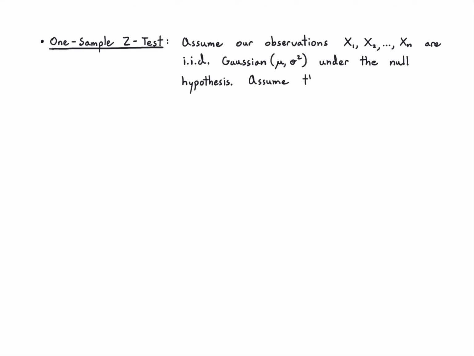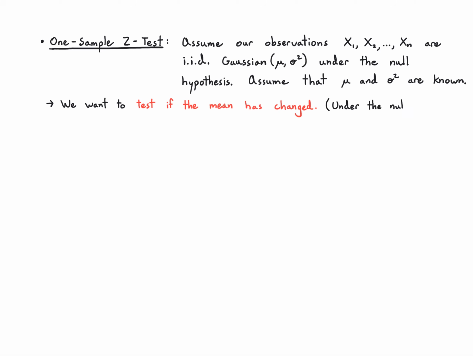And we're going to assume that the variance of this is known, and the mean is known. So we know the mean under the null model, and we know the variance under the null model. And the thing that I want to do is test if in the data that I've observed, the mean has changed from this mu that I believe is true. So if the null is actually true, then the mean has not changed. Then the mean is indeed mu. So I'm just trying to determine if the mean has changed. That's the thing I'm trying to look for.